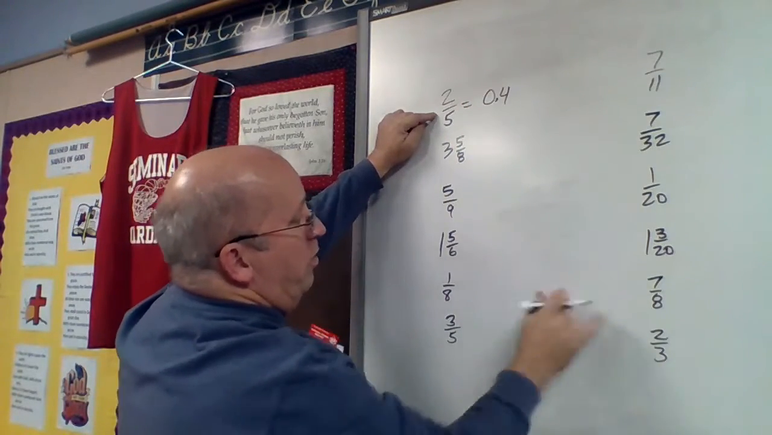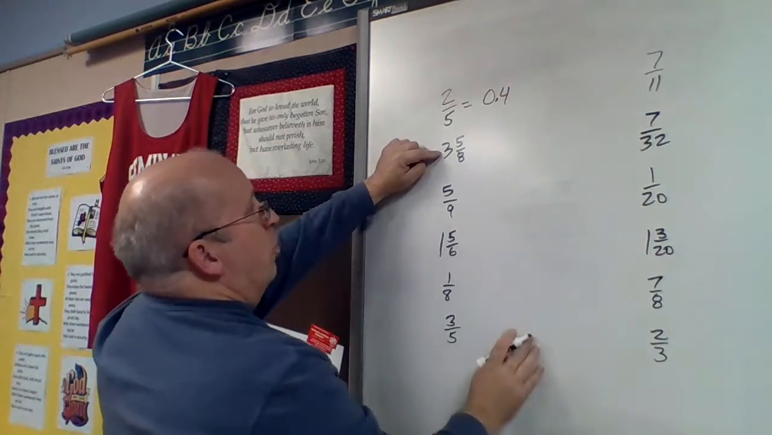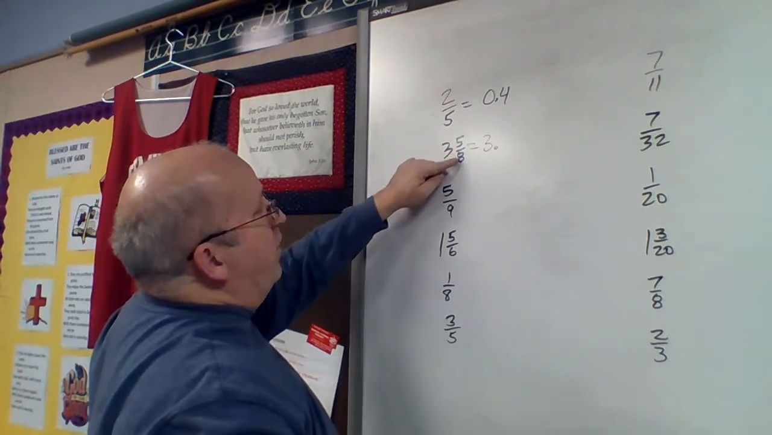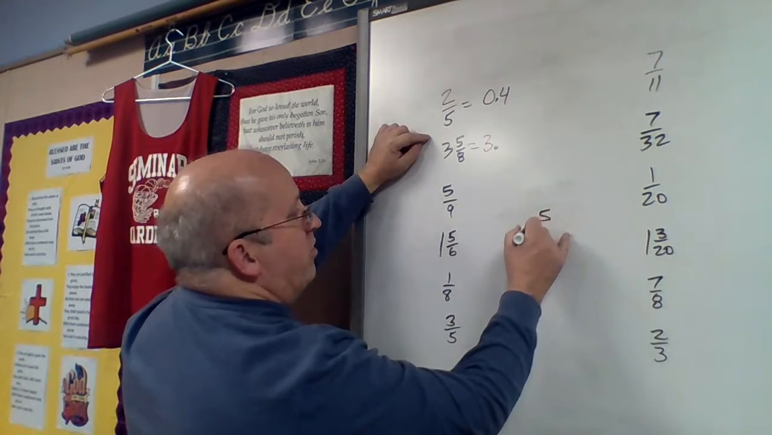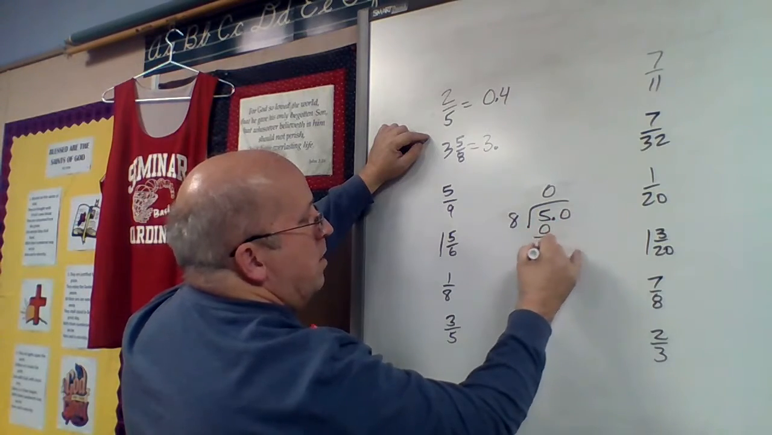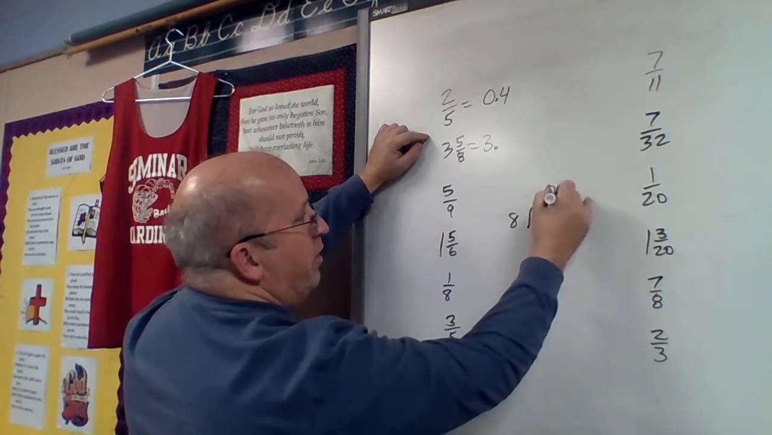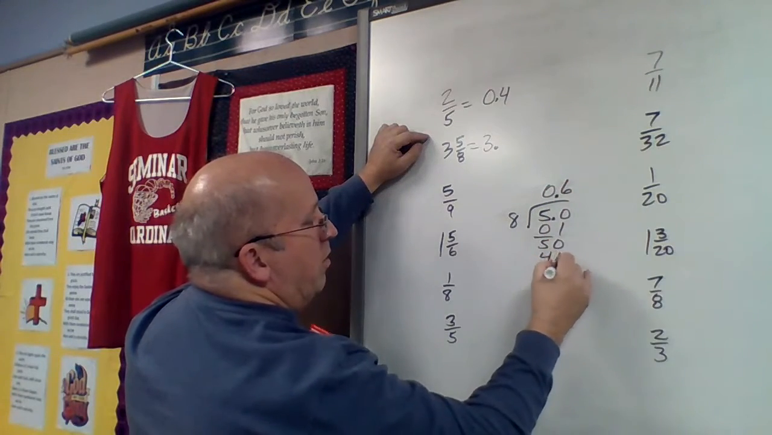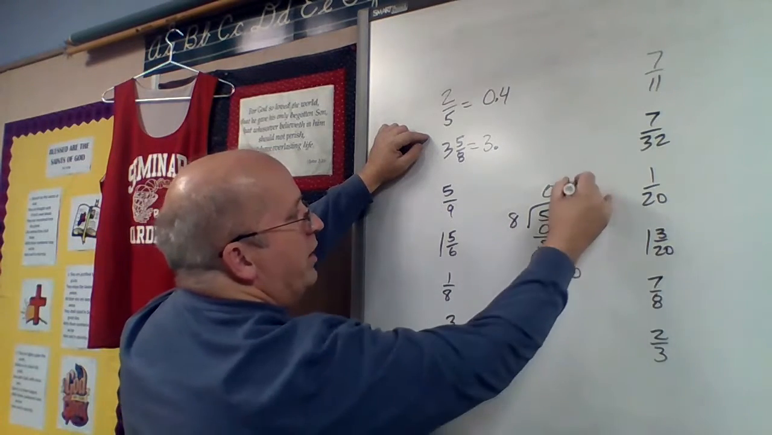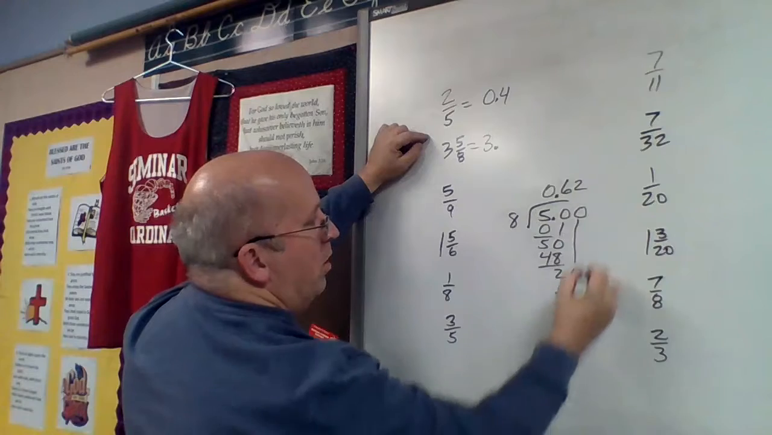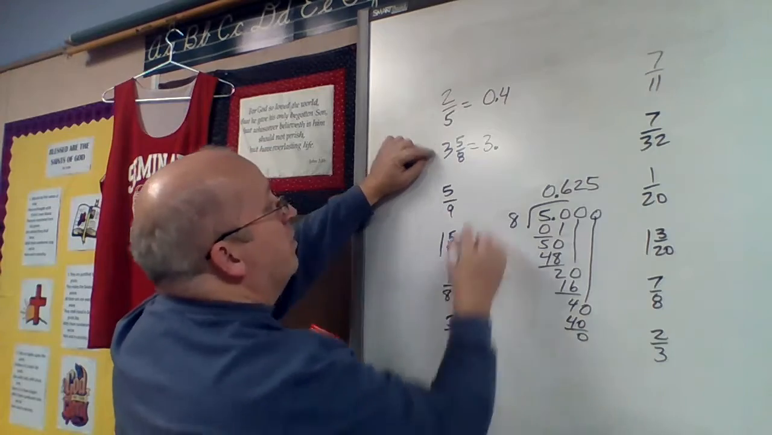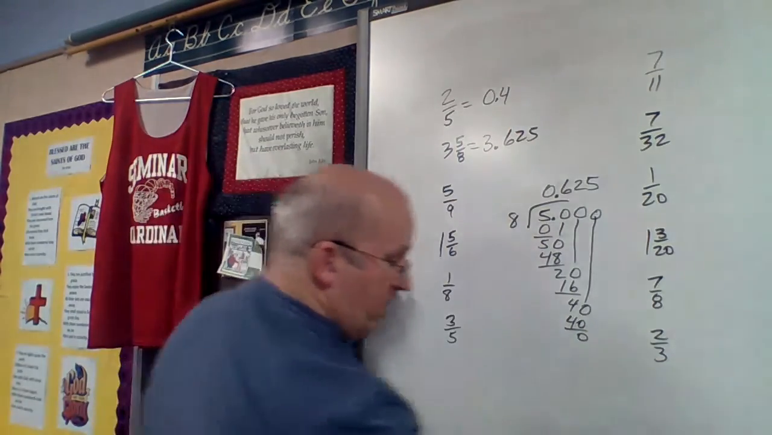It's a terminating decimal. We don't need a bar over the top. Let's go to this one. I'm going to write 3 point because it's 3 and 5/8. And now I'm going to figure out what the 5/8 is. 5 divided by 8. 8 goes into 5 0 times. But if I bring down the 0, 8 goes into 50 6 times. Bring down another 0 after I do the subtraction. 8 goes into 20 2 times. Bring down another 0. 8 goes into 40 5 times. And we are done. 3.625.